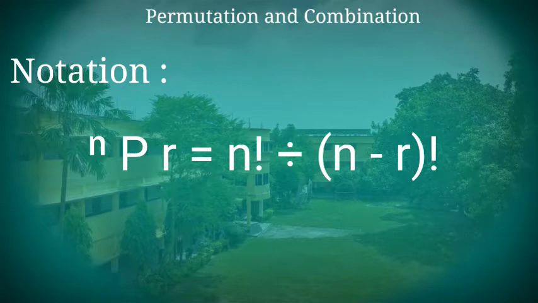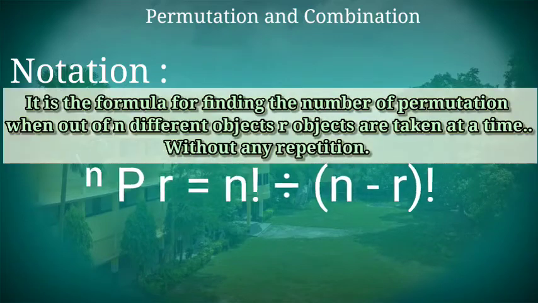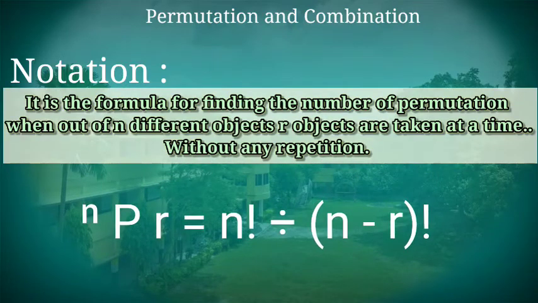Thus nPr means the total number of permutations of n distinct elements taken r at a time, and the value of this nPr or P of n comma r is given by n factorial divided by n minus r factorial. That is, we have to calculate the factorials of n and n minus r separately, and find the quotient. So this was the formula for finding the number of permutations of n distinct objects taken r at a time, where repetition was not allowed.